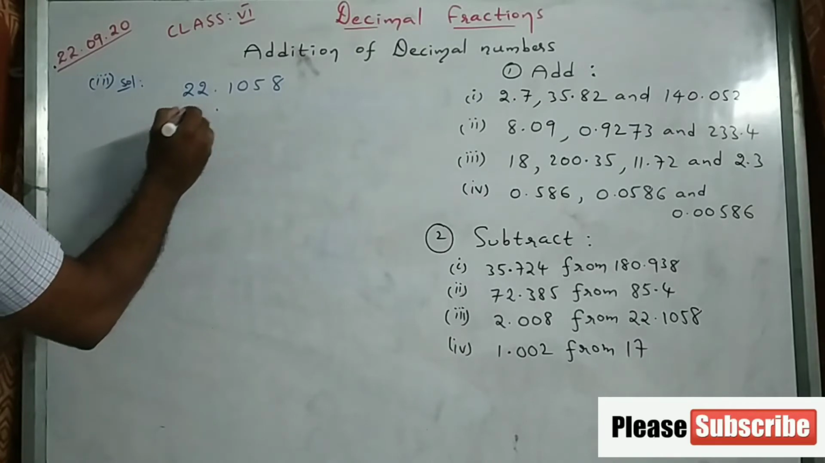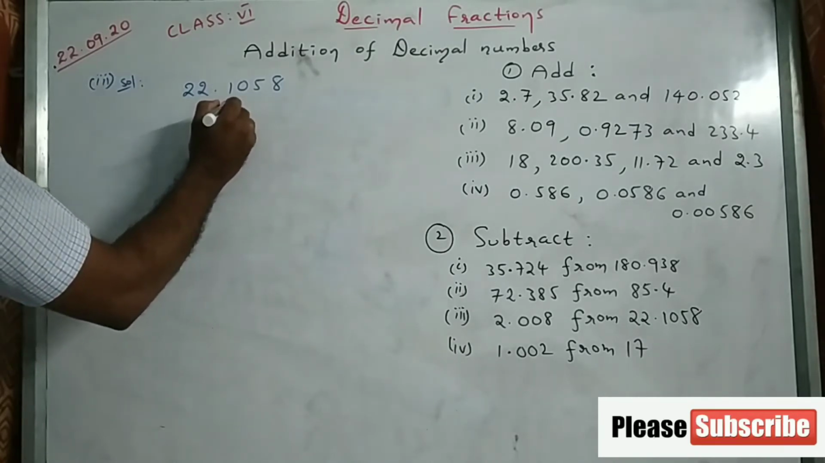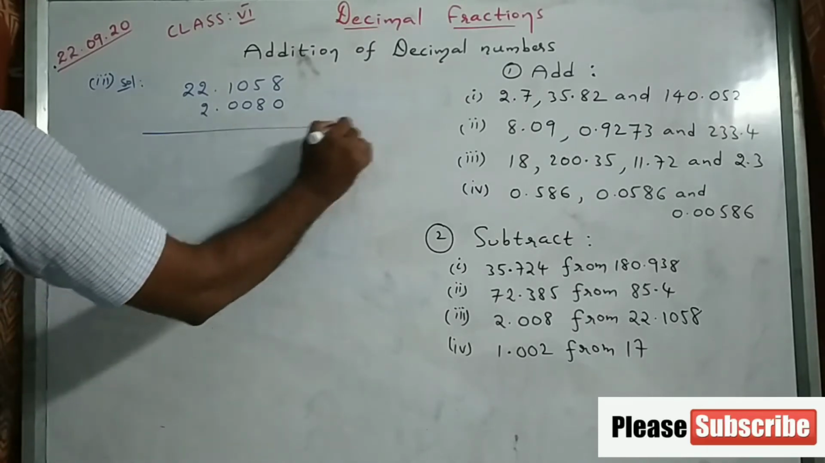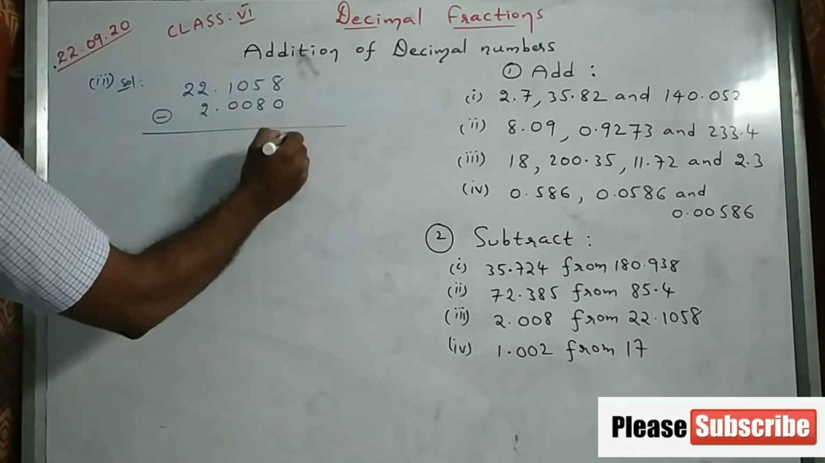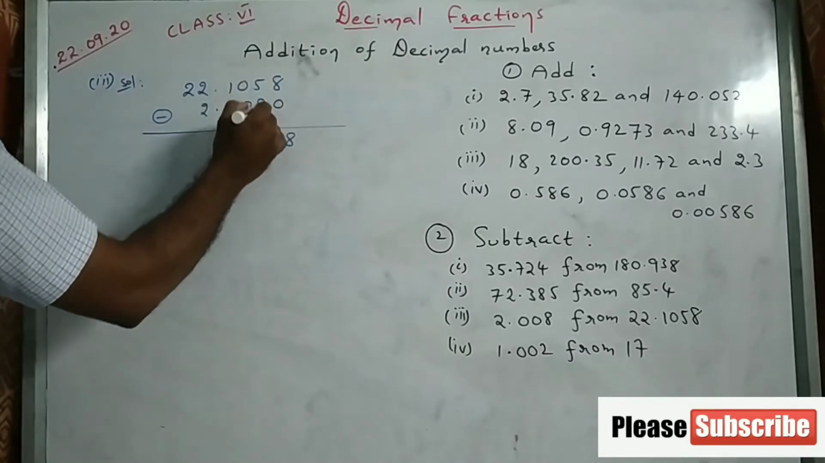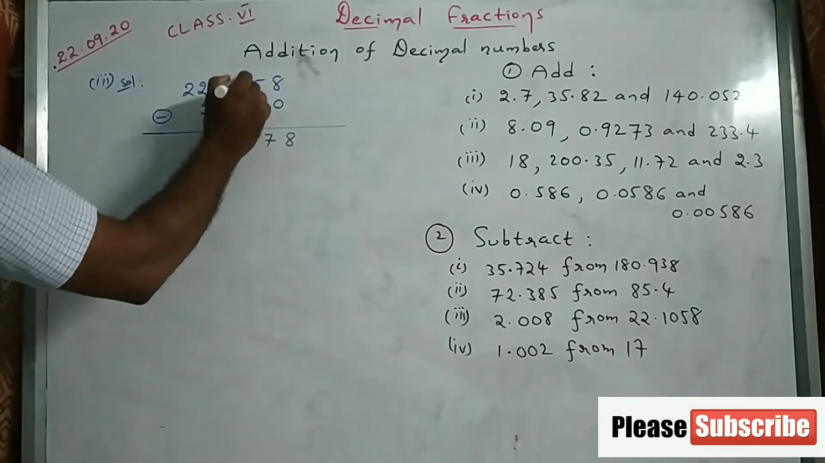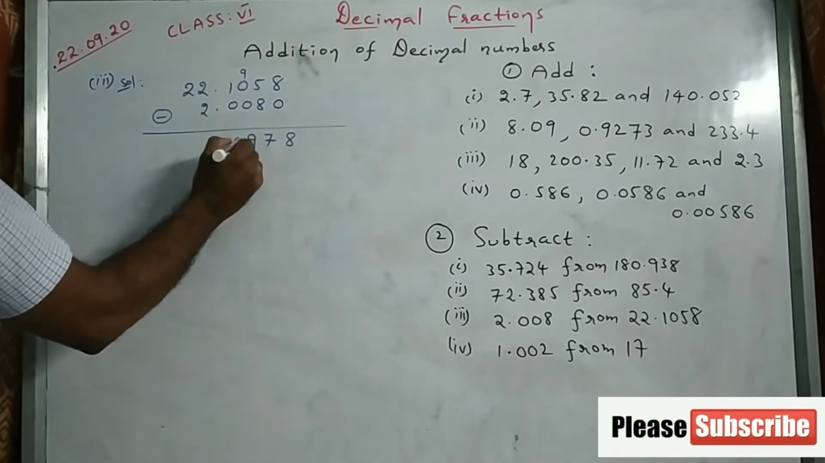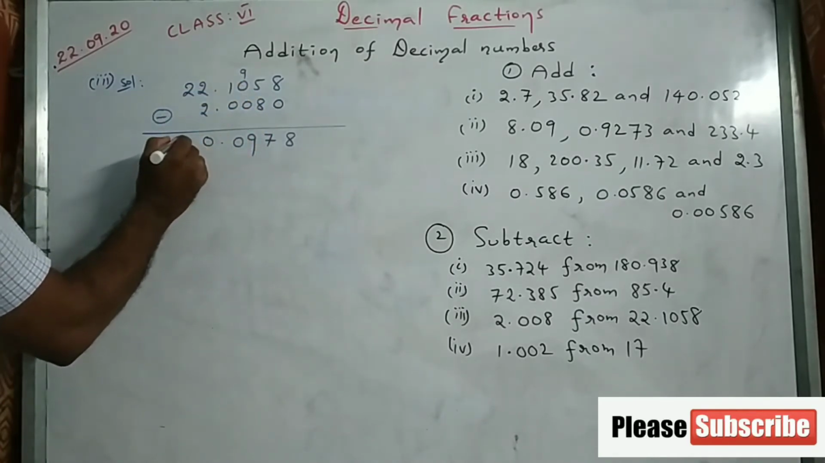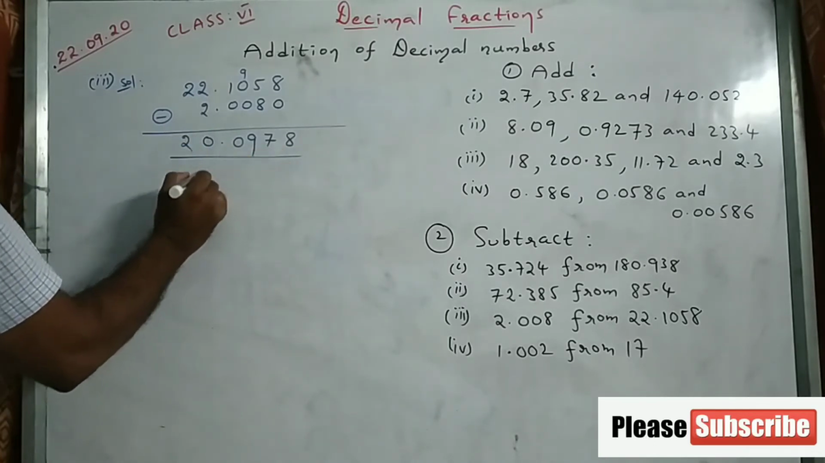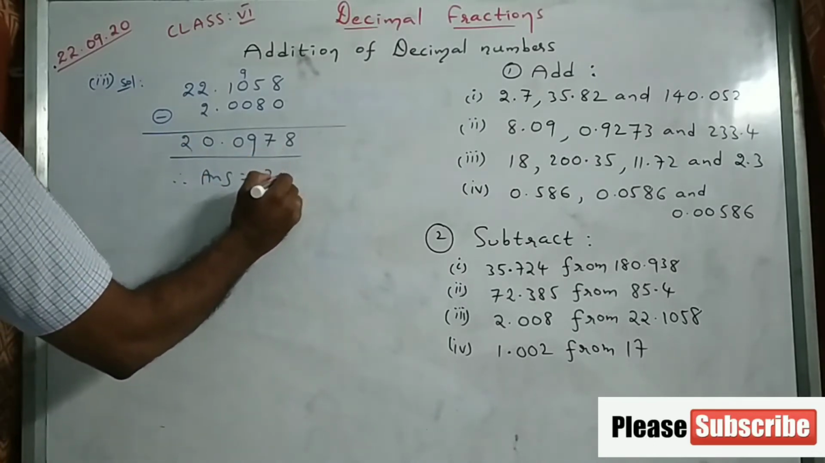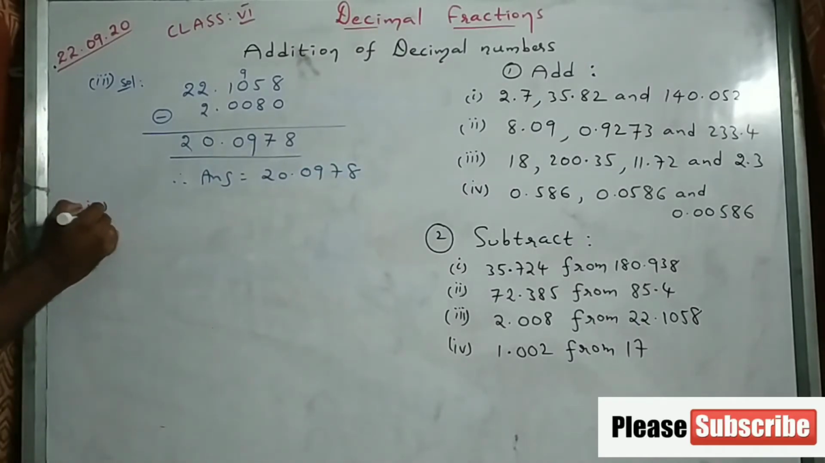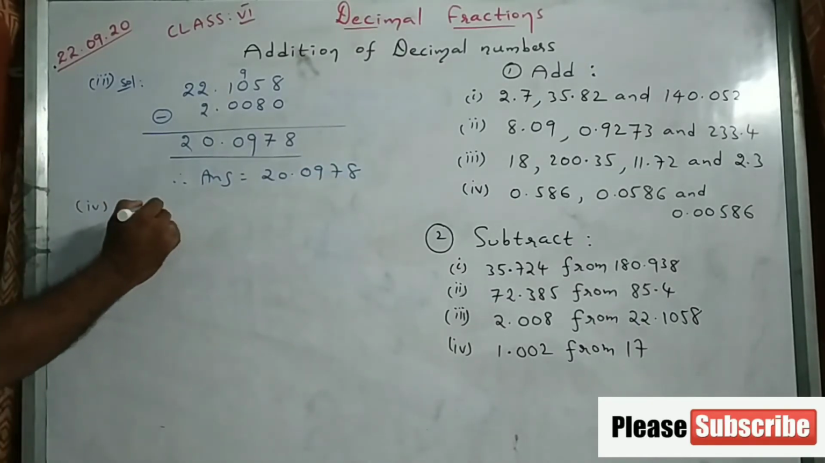Before decimal you have 2.008. Other number should be 0. Subtract. 8, 15 minus 8, 7. Here 9 will be there. Here 0 will be there. Here 0, 2. So what is my final answer here? 20.0978.